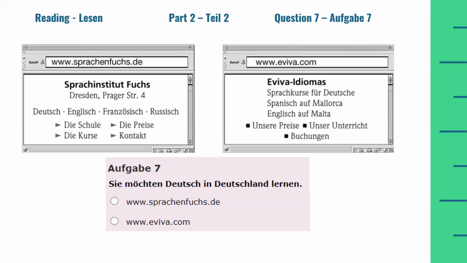So if we start from the left hand side, it says Sprachinstitut Fuchs, Dresden, Prager Straße 4, Deutsch, English, Französisch, Russisch. And if we look at the advertisement on the right hand side, this is the advertisement of an institute which is offering different types of courses in different parts of the world. But if we look at the advertisement on the left hand side, it is located in Germany and it is offering German language courses for which you can also find the price and type of course. So the advertisement on the left hand side is correct for us.